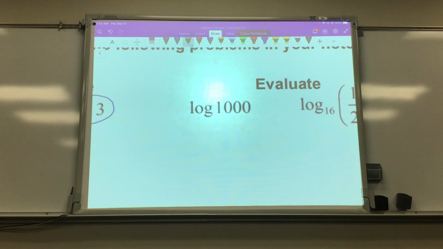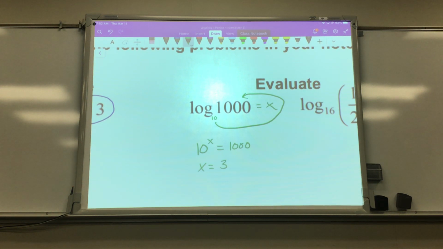When you don't see a base, what is it? 10. Okay, and if we're evaluating, we can set it equal to x. If I rewrote this one then, Maria? 1,000. Okay, taking 10 to what power equals 1,000? 10 squared is 100, right? 100 times 10 is 1,000.